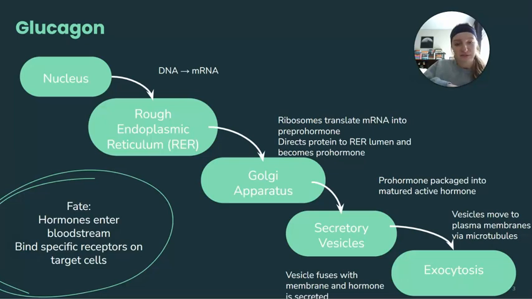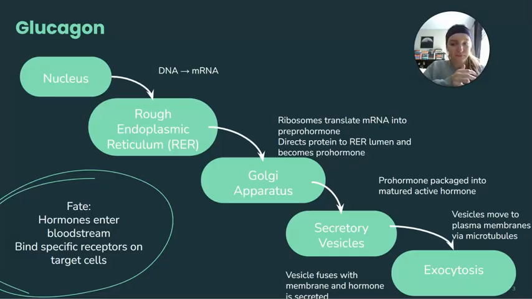And then it goes into the secretory vesicles. I really struggle saying that word. I'm so sorry. The vesicles move to plasma membranes via microtubules, and then into exocytosis, where the vesicle fuses with the membrane and hormones are secreted.